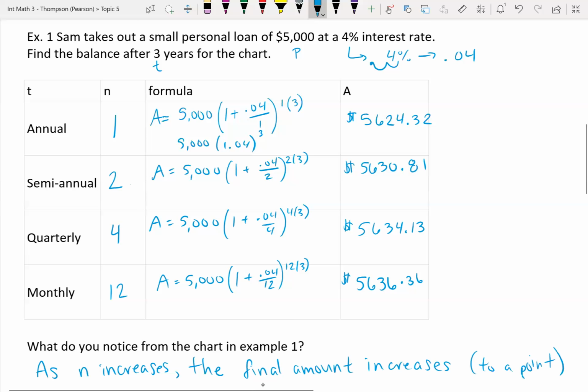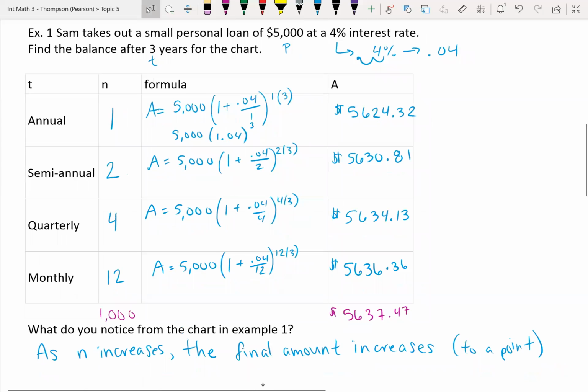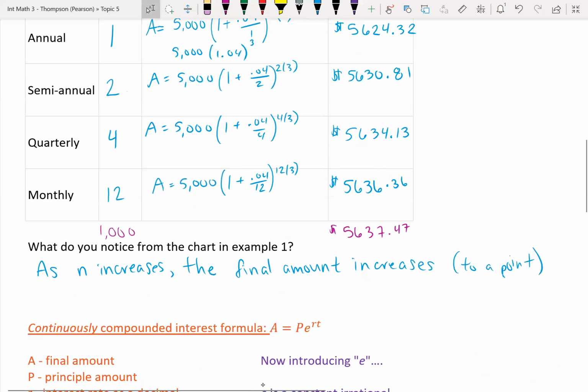If I were to, for example, plug in 1,000, if this compounded 1,000 times, I would get 5,637.47. So it goes up like $1.11. It's not that big of a deal to go from compounding monthly to 1,000 times a year. So it's going to level off. And that kind of creates this interesting phenomenon where we can talk about something continuously compounding.